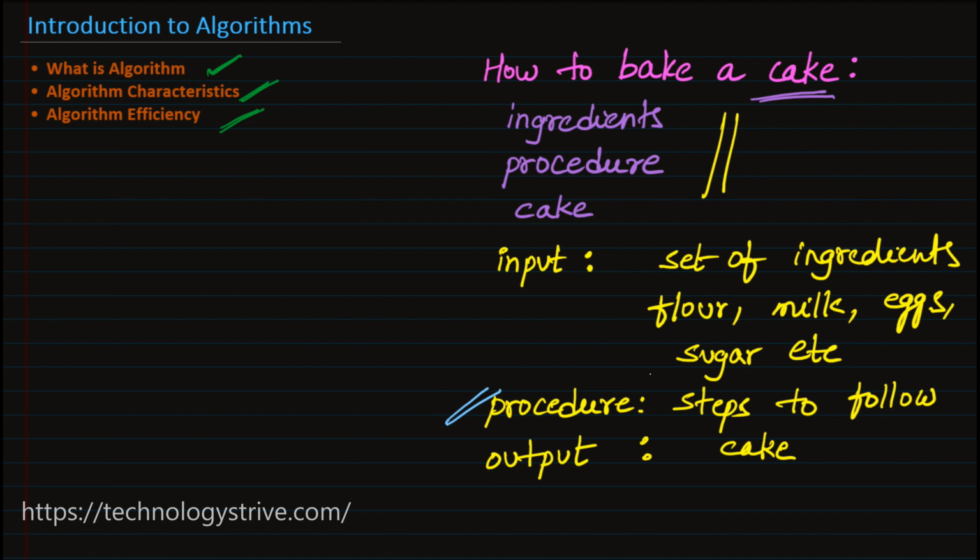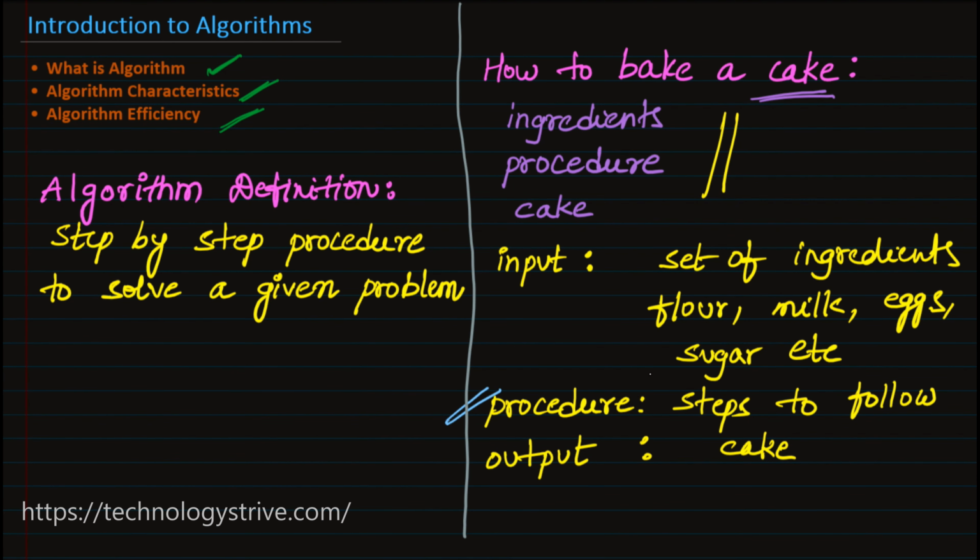So what is algorithm now? A step-by-step procedure to solve a given problem. Before baking a cake, obviously we should be ready with input and we know what is the output, means what we are going to prepare, what we are going to achieve, and what are the steps we have to follow. Similar way, whenever we write an algorithm, we have to be very clear with these three.